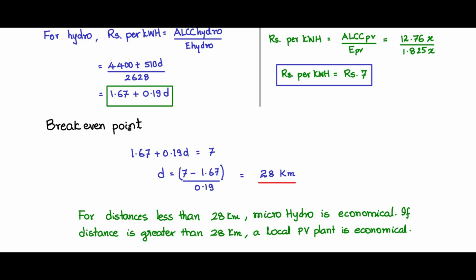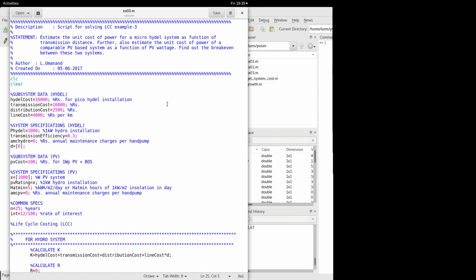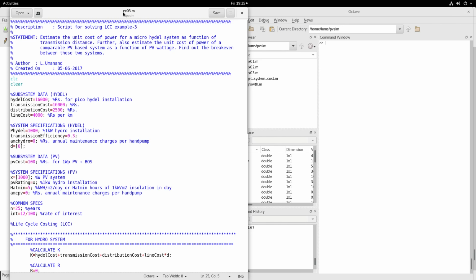And if the distance is greater than 28 kilometers, a local PV plant would be more economical. So this is how you could use LCC even for doing break-even point analysis. I have here with me a script file, ex03.m. This is actually the script for solving the third LCC example, and here we just now discussed how to find the break-even point when you want to decide between two systems, which one would be the better one for an application and under what conditions.